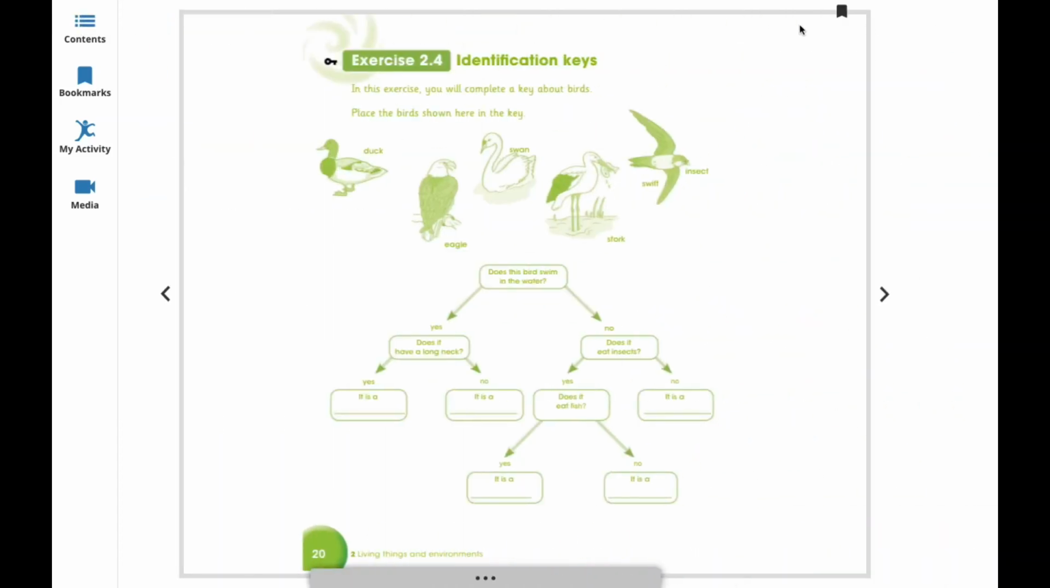After doing those questions, I want you to have a look at this exercise and try and complete it, okay? So this exercise is about completing a key about birds, okay? Here we have 5 birds: a duck, an eagle, a swan, a stork, and a swift, okay? Look what he's got in his mouth. Okay, so what you need to do is to answer these questions for yourselves and fill in the name of the bird in these spaces, okay?